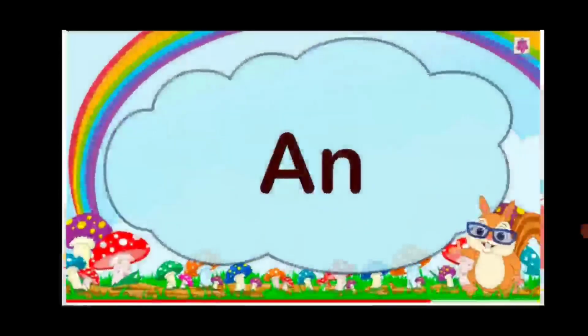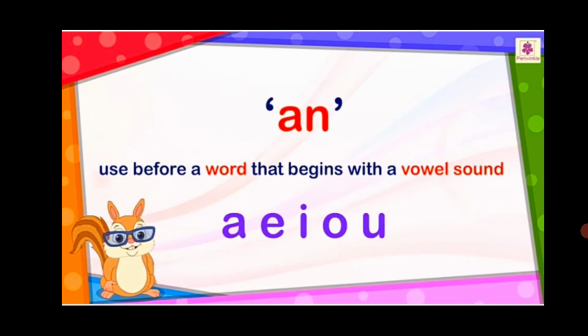Now, see, children, we are going to see where we use an. Okay. So, an is used before a word that begins with a vowel sound. So which are the vowels? A, E, I, O, U. How many, children? Five are there. So which are A, E, I, O and U.